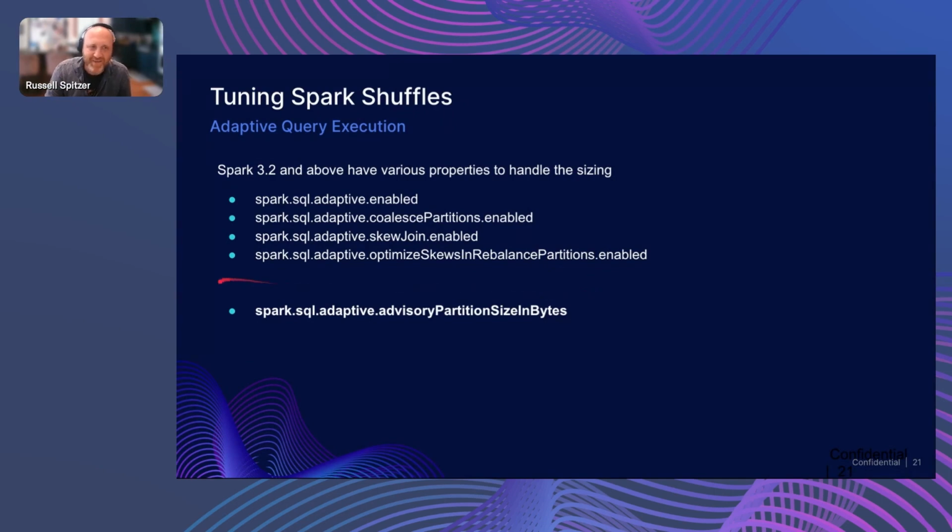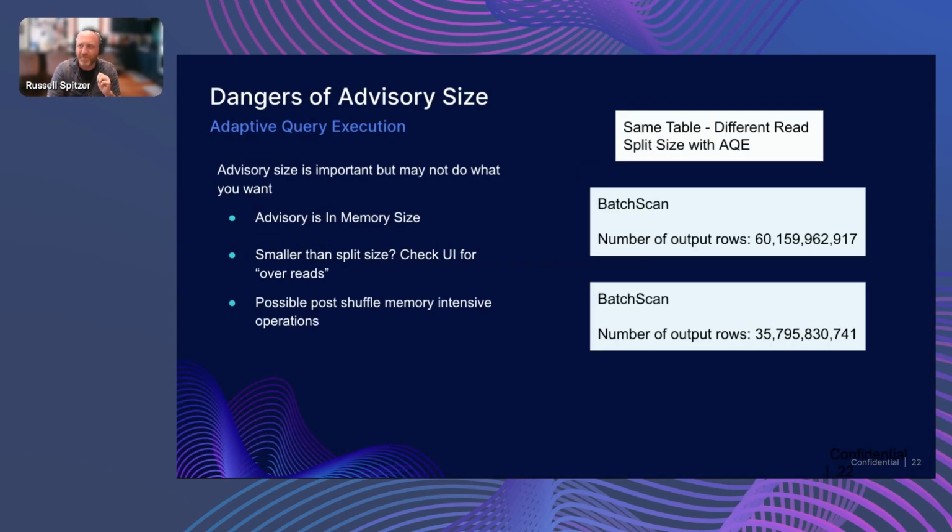The size of this output, the size that triggers all of these operations, is something called Spark SQL Adaptive Advisory Partition Size in Bytes. Now, you might say, okay, so advisory partition size in bytes, I just set that to my write target file size. We have to remember what I was mentioning earlier, which is that unfortunately, it doesn't quite work that way because advisory is our in-memory size.